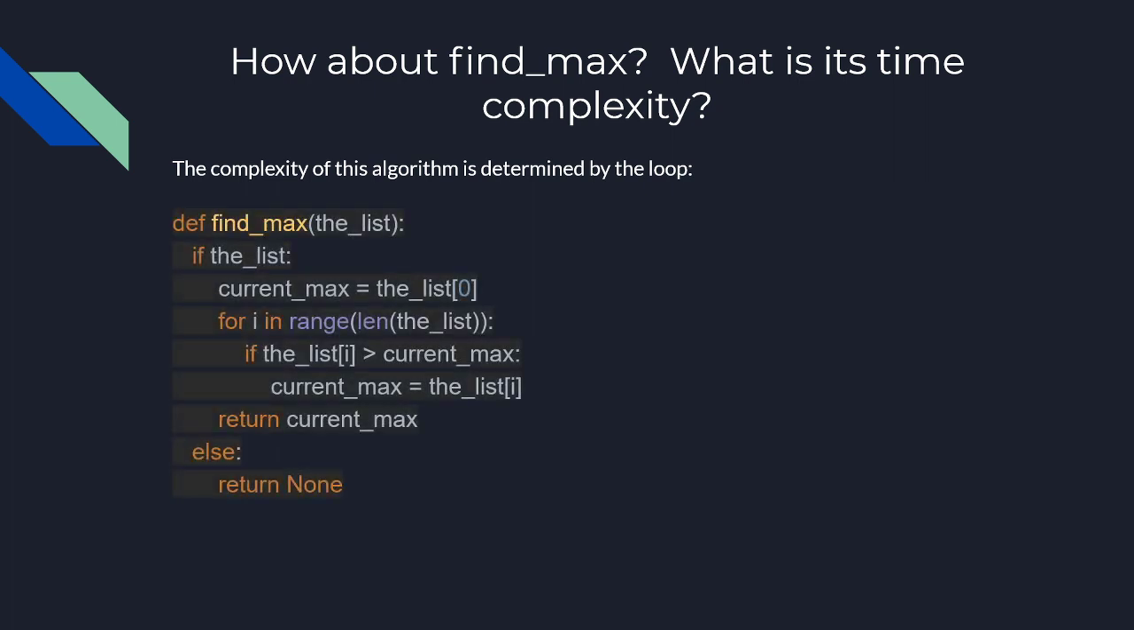So here is my find max. If the list exists, it returns the max. It just does a for loop, else it returns none. But let's look at the for loop. What has to happen in this for loop? It takes the thing at the first index in the list, and then this is the key: it goes through the list, and it says if the list at I is bigger than the current max, then it sets the current max equal to the list at I.